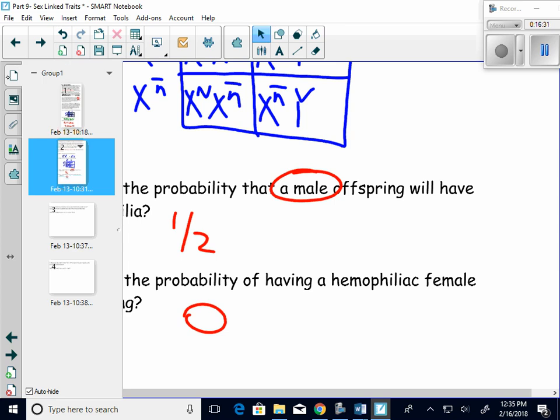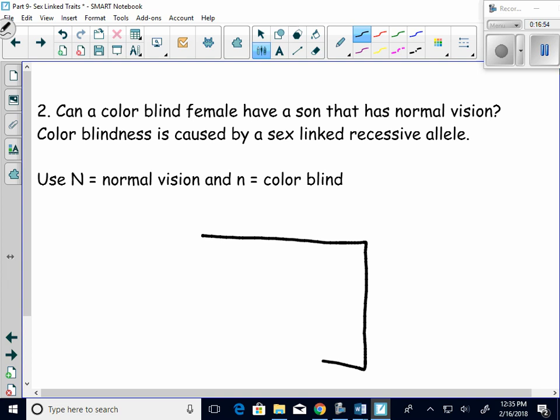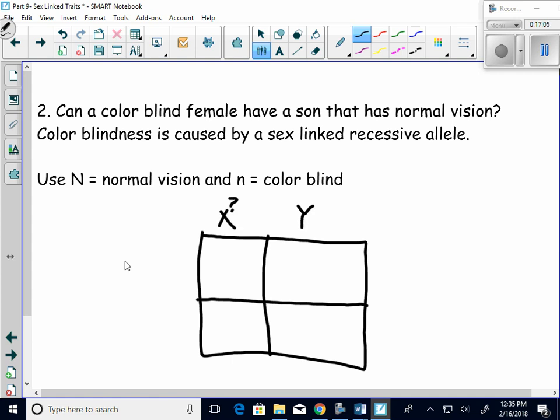Couple more here. We're running out of time, so we've got to make waves here. Can a colorblind female have a son that has normal vision? Color blindness is caused by a sex-linked recessive allele. Now, I have to work this a little bit differently. So I set up my square, and I say, okay, it's asking me about a son, right? So the dad, we don't care what his X is, do we? It doesn't matter, because we only want to know about a son. So we're only going to be looking at these two boxes that are dealing with that Y.